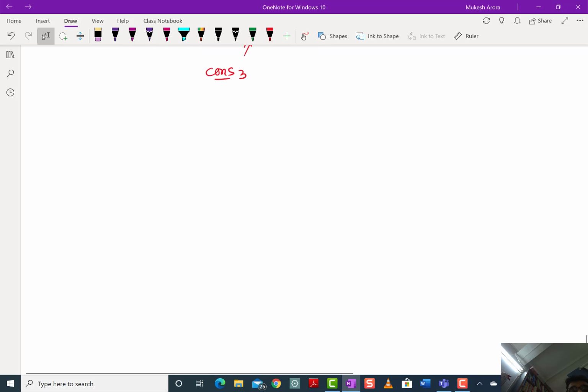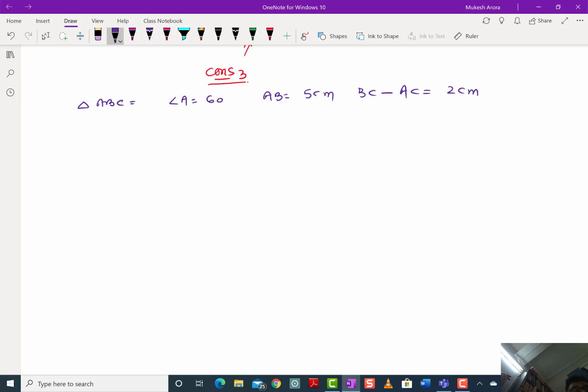The last part of the third part of construction is where we have to draw triangle ABC where angle A is equal to 60 degrees, AB is equal to 5 centimeters, BC minus AC is equal to 2 centimeters. Now we have to draw the rough figure ABC. Angle A is 60, this is 5.